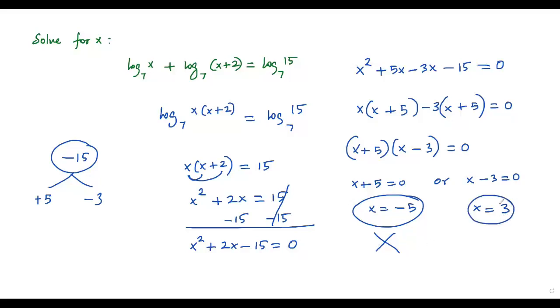But when x is equal to 3, it can be accepted. When x is equal to 3, this argument is positive and this argument is positive 5. Moreover, look here. We add two logarithms with the same base, so we can take the logarithm once with the base, which is 7. When I multiply the arguments, 3 times 5, I get 15. So x is equal to 3 satisfies the given equation. So the solution for the value of x in the given equation is x is equal to 3.